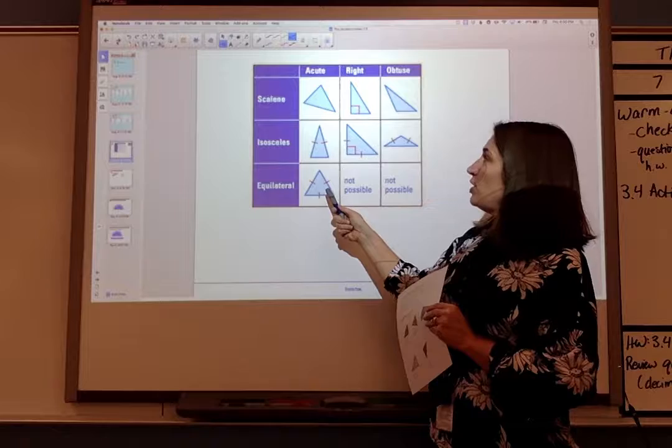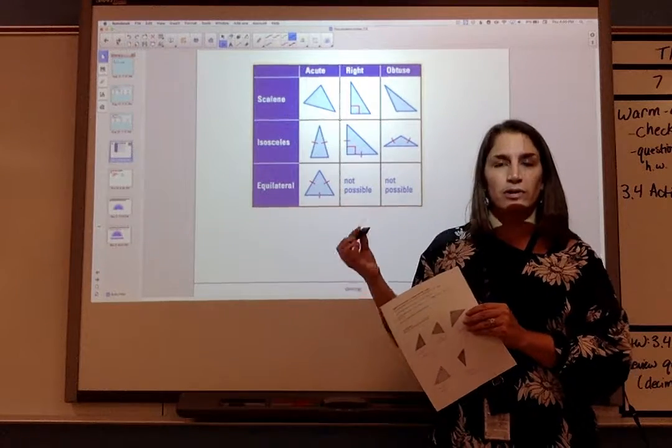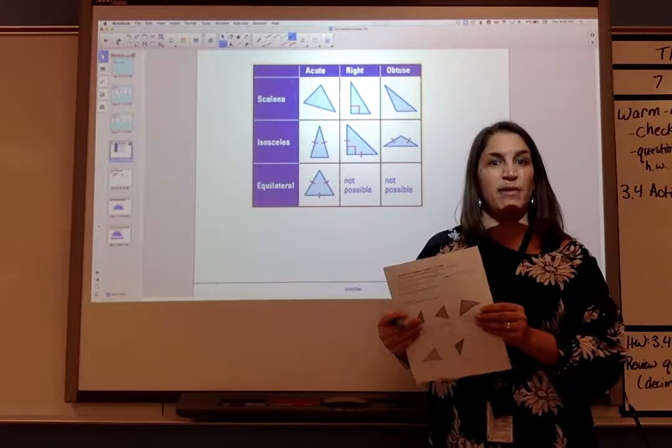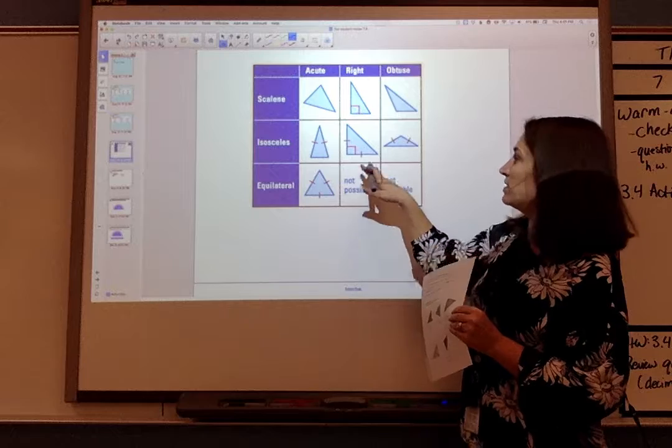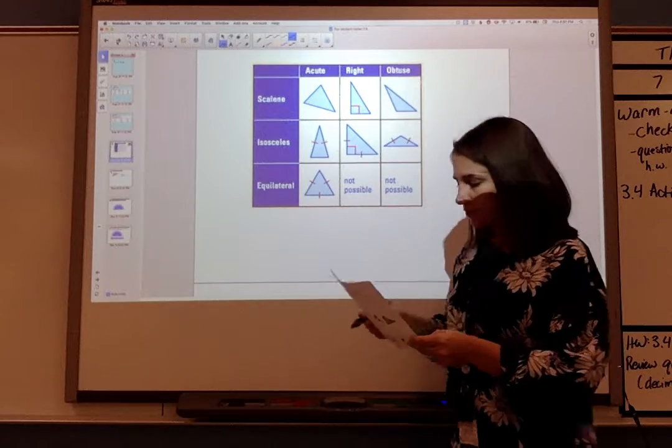And then we can have an acute triangle that's equilateral. It's not possible to have a right triangle or an obtuse triangle that's equilateral because they would all have to have the same angle as well. And it's not possible to have more than one right or obtuse angle.